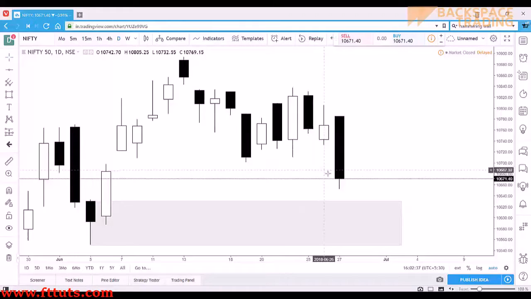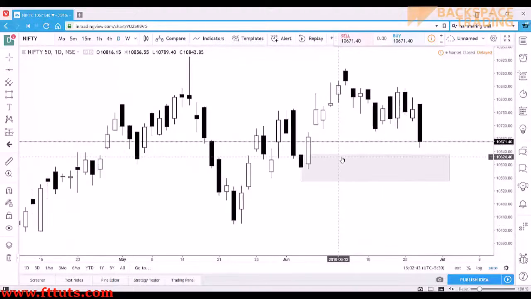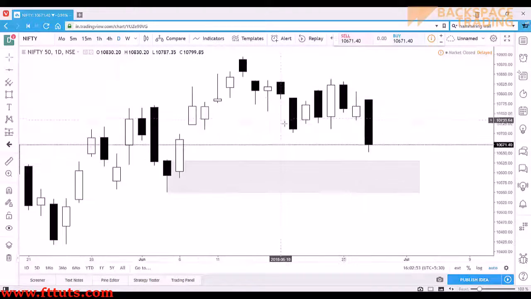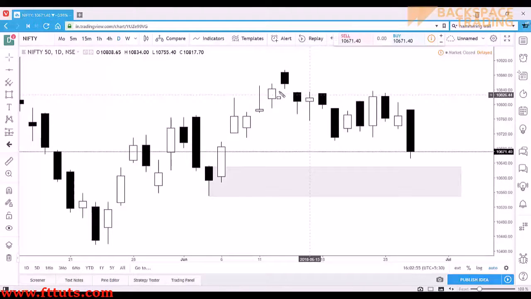To find the resistance, 3 criteria: look back in history, look for a swing high. Where exactly do you see a swing high in this chart? Of course, this is a swing high, but the nearest swing high, we also see a swing high over here, right? Swing high can be found out by high, higher high, lower high. Get it?